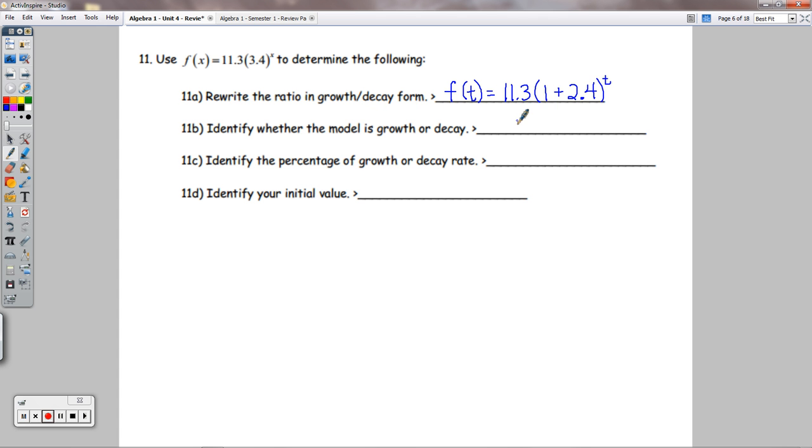Identify if that's growth or decay. That looks like it will be growth because we are adding to 1. We have something bigger than 1 here in the parentheses. So this is going to be growth. And it is, if you move that decimal 2 spots, 1, 2, that's going to be 240% growth. And then identify your initial value. The number out in front is our initial value there, 11.3.